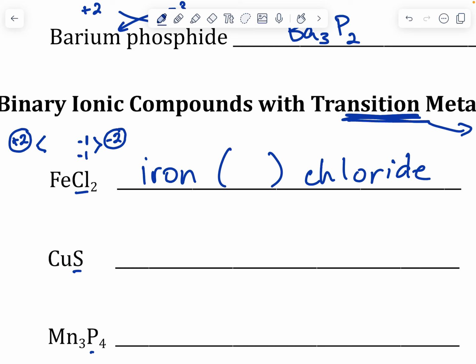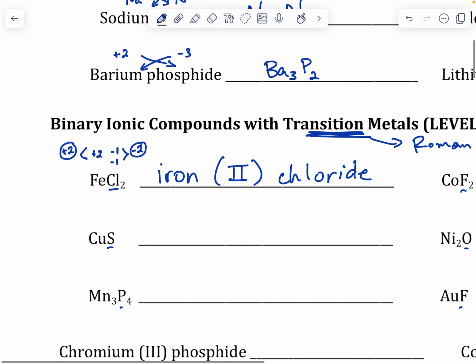Well, since there's only 1 iron here, right? Since there's no subscript written, it's an understood 1. We see that 1 iron alone has the ability to balance out the negative charge of those 2 chlorine. So that tells us that this iron has to have a +2 charge, all right, a +2 ion charge, which would then allow us to put the Roman numeral 2 there to finish off our name.